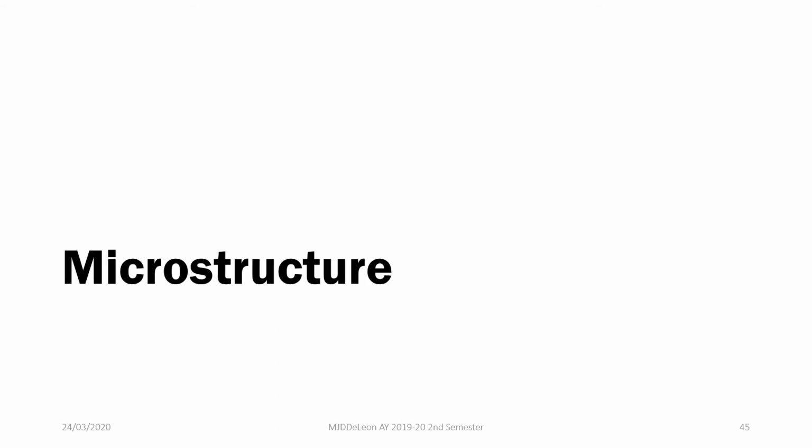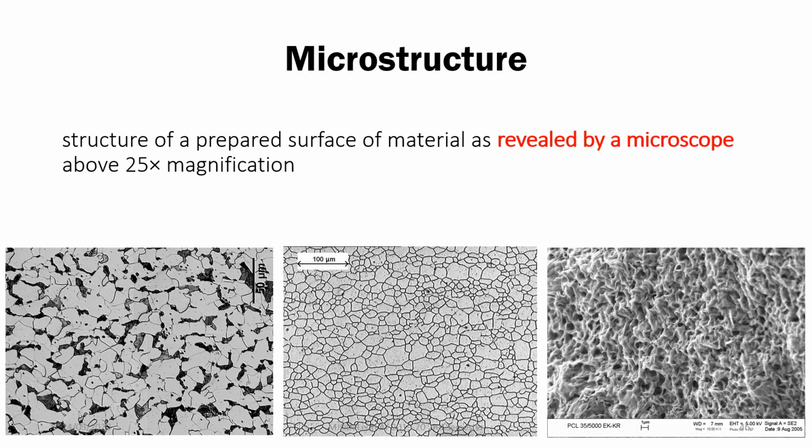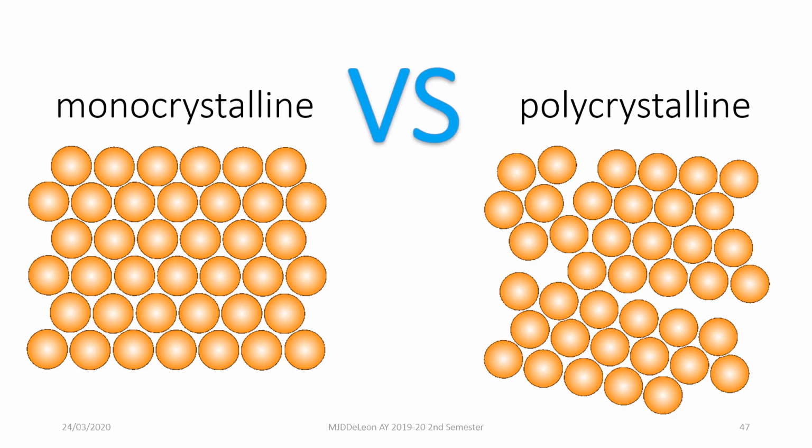So now let's talk about microstructure. So your microstructure, this is the structure of a material when we look at it under a microscope. So usually above 25x or 25 times the resolution, ang tawag dito, yung zoom nung mata ng tao, kino-consider nating microstructure. So from the microstructure, we can see whether or not our material is monocrystalline or polycrystalline, or sometimes makita natin, hindi siya crystalline.